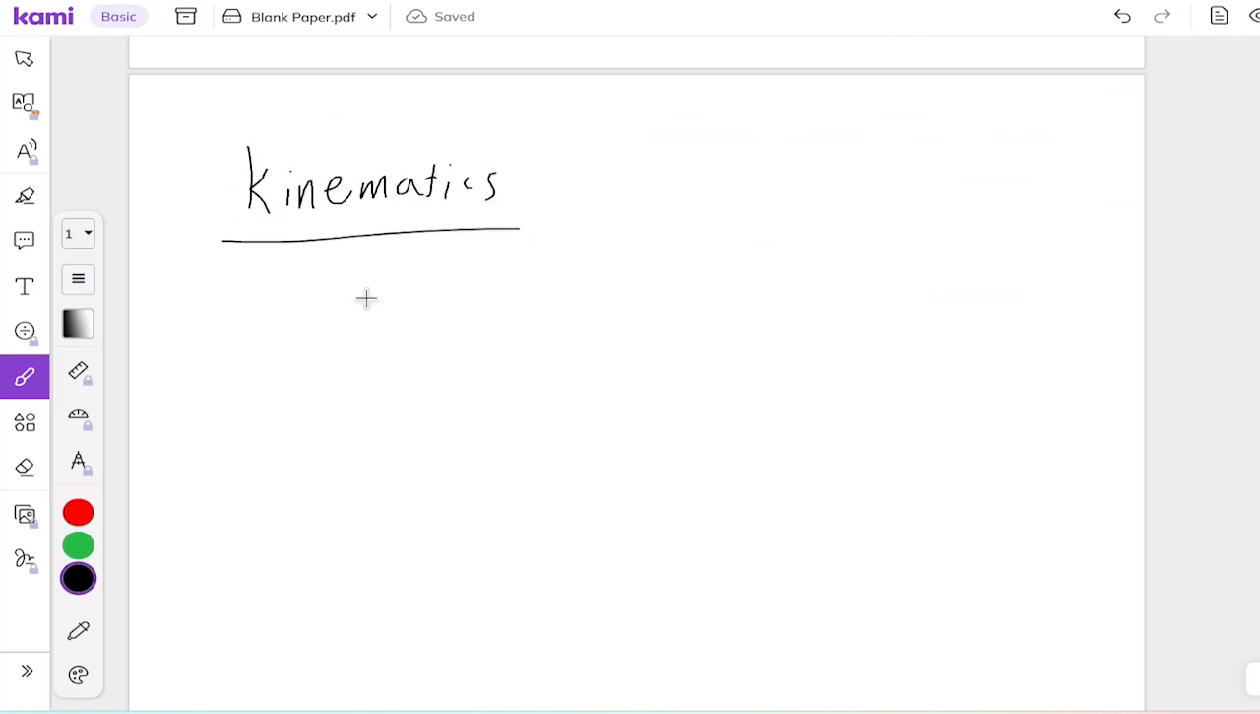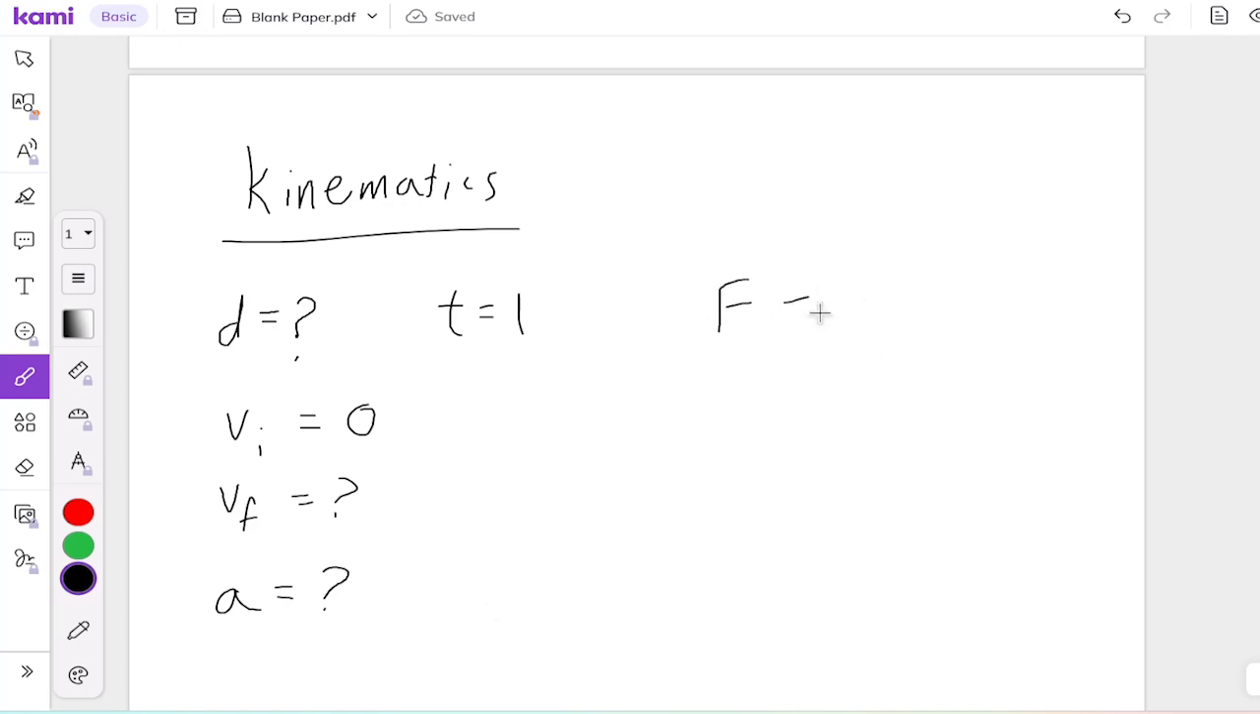How do I know it's kinematics? It's asking for distance. And so distance does show up in the kinematic equations. Also, time shows up in the kinematic equations. And I said after 1 second, right? So V initial, V final. I know it starts from rest. That's 0. V final, I don't know. And acceleration, I don't know either. However, acceleration's the guy I can find. How? Newton's second law, F equals ma.